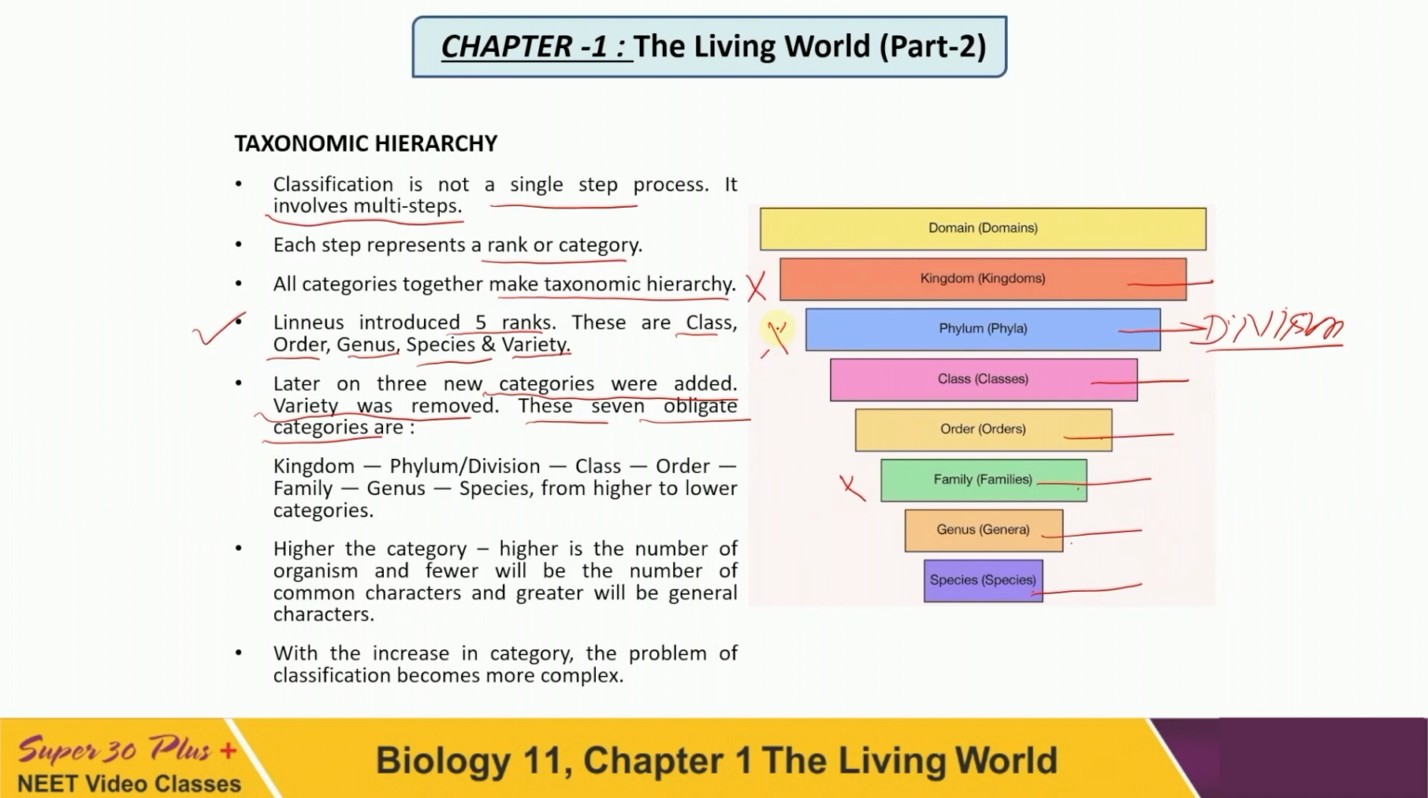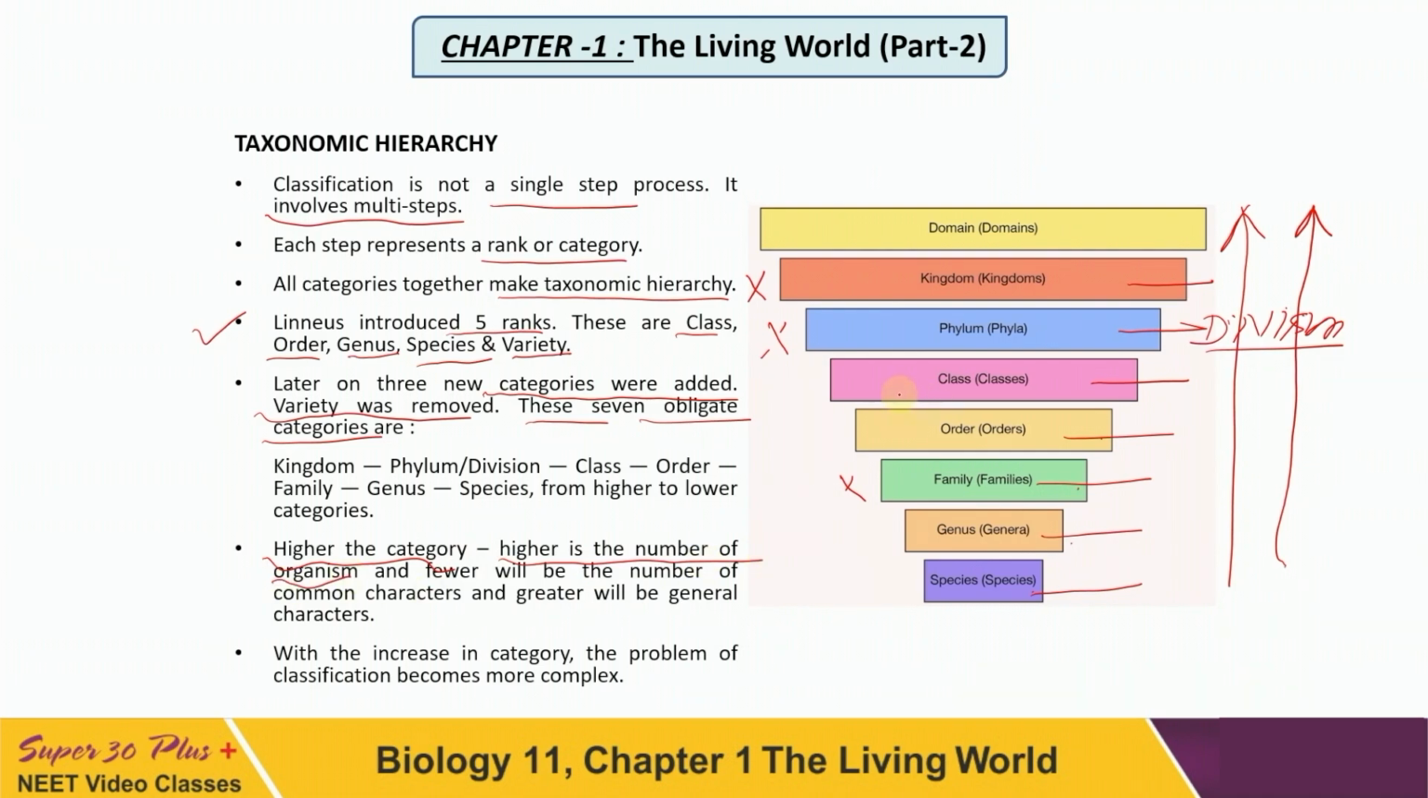See here, this is the lowest category. The organisms in the lowest category have similar characters. When one goes from a lower category to the higher categories, the number of organisms will increase, but the similar, common characters will decrease. Higher the category, higher is the number of organisms.